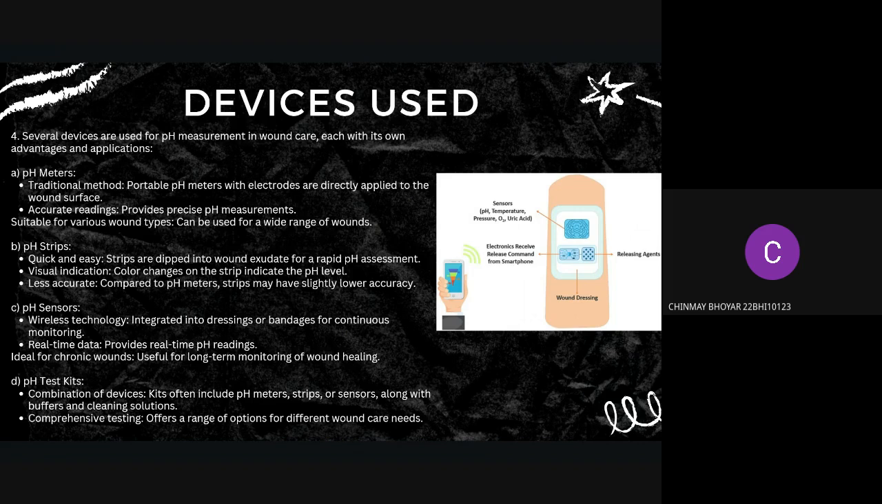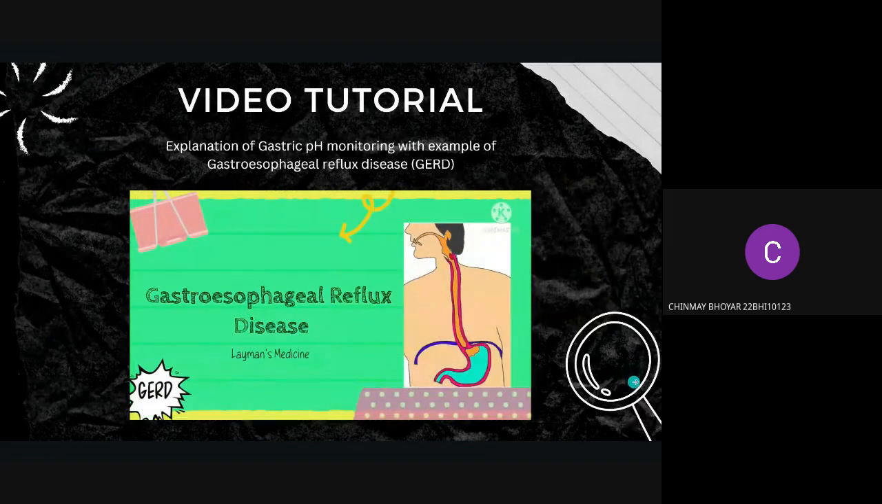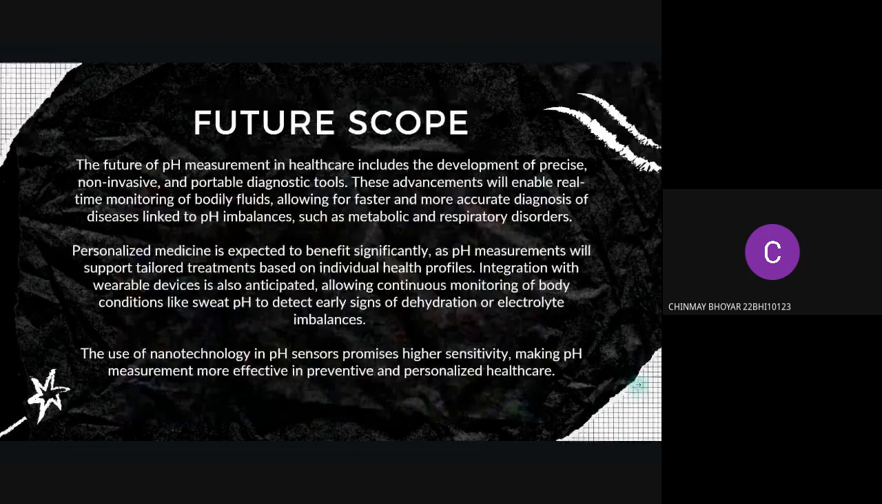Lastly come pH test kits. These are a combination of the above devices and include pH meters, strips, or sensors along with buffers and cleaning solutions. For comprehensive testing, it offers a wide range of options for different wound care. These things will be explained in the next class.